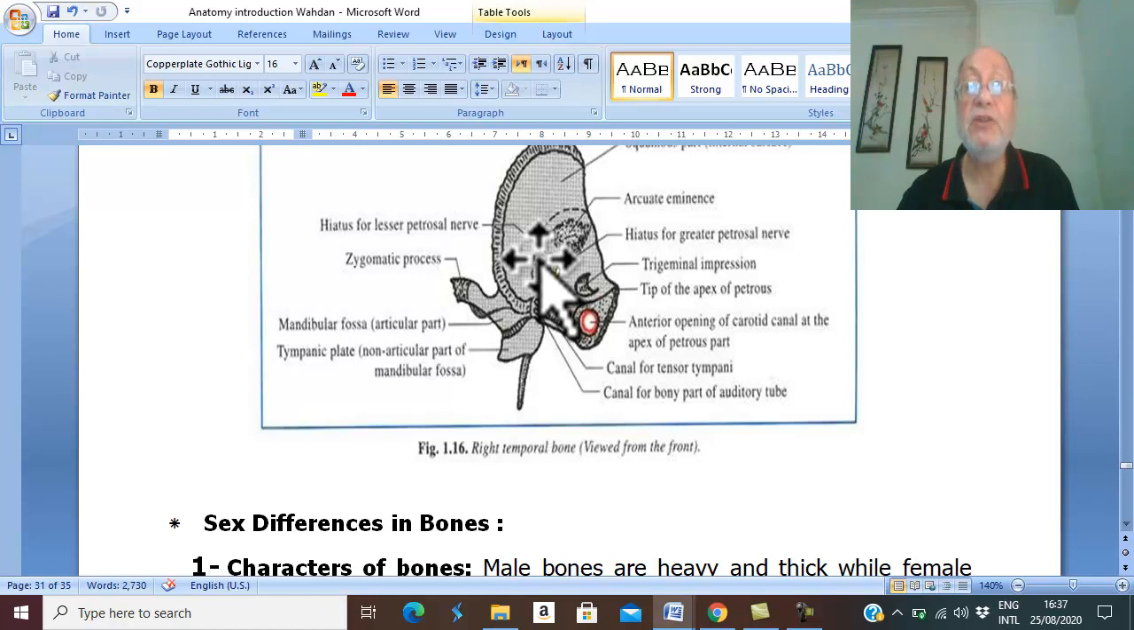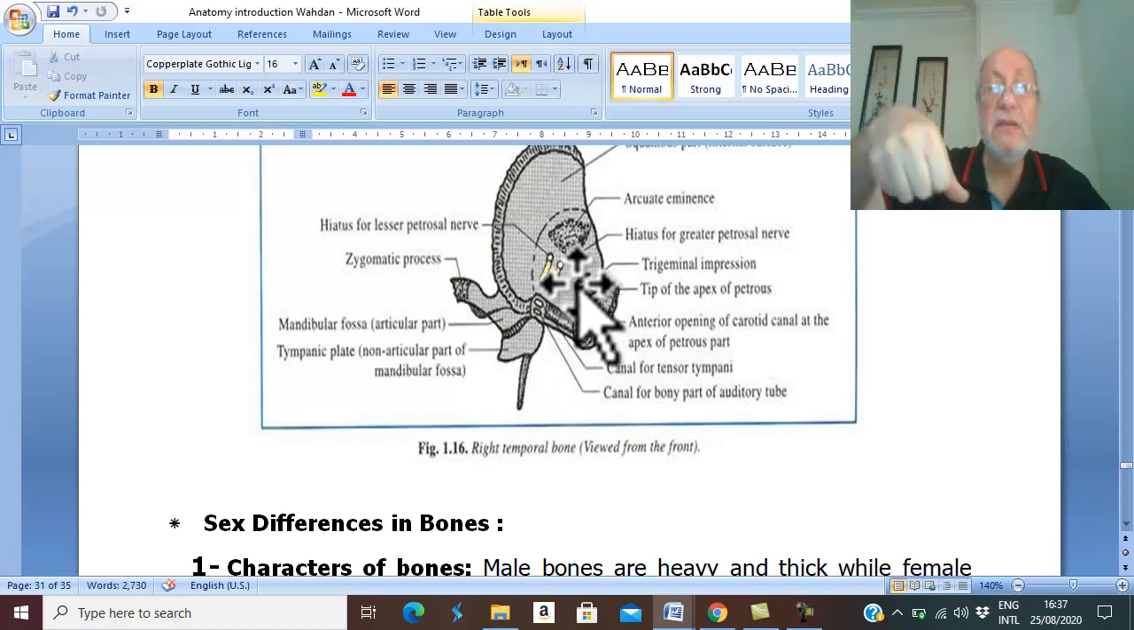Also in this picture and in this part of the skull there is an impression. Impression means depression or indentation made by a certain structure. Like in this part of the skull, this impression is made by the trigeminal ganglion and called trigeminal impression, this indentation.